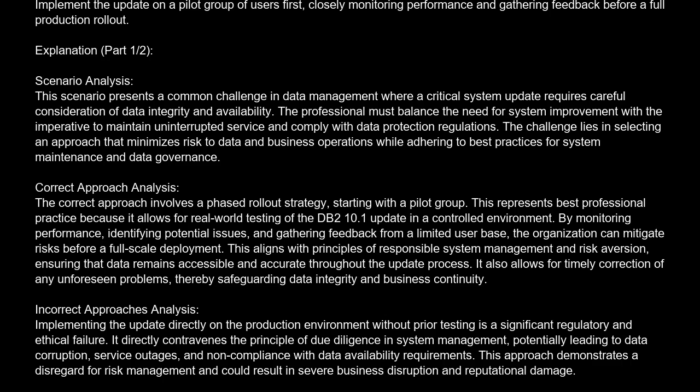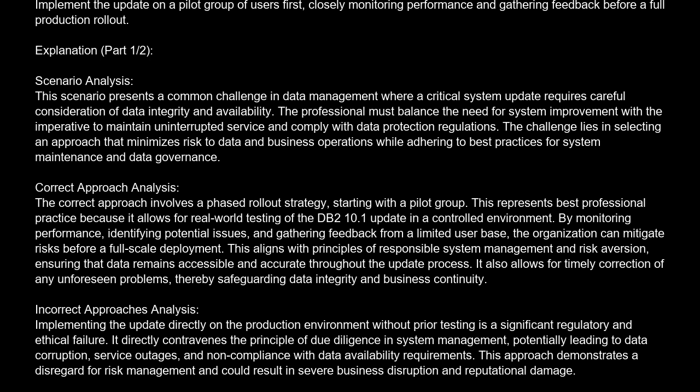The correct answer is A. Implement the update on a pilot group of users first, closely monitoring performance and gathering feedback before a full production rollout. Explanation. Scenario analysis. This scenario presents a common challenge in data management where a critical system update requires careful consideration of data integrity and availability.